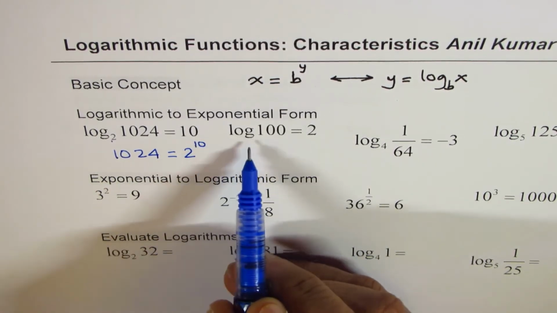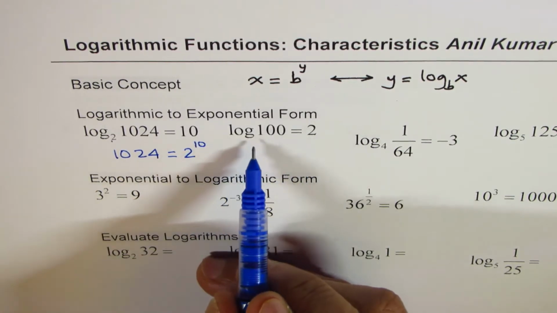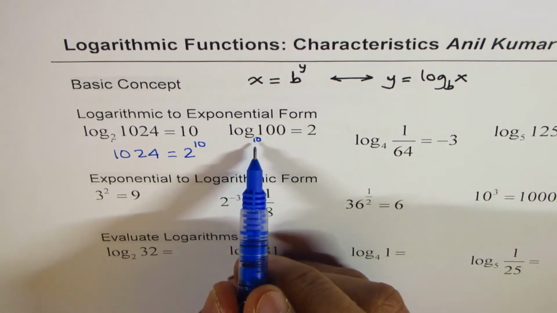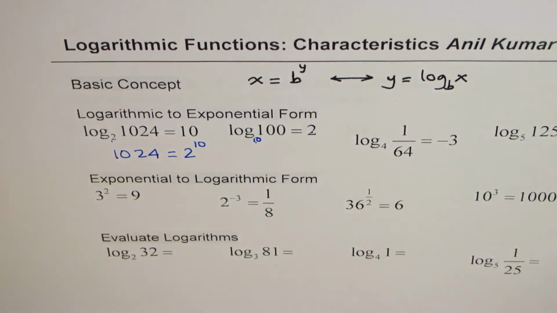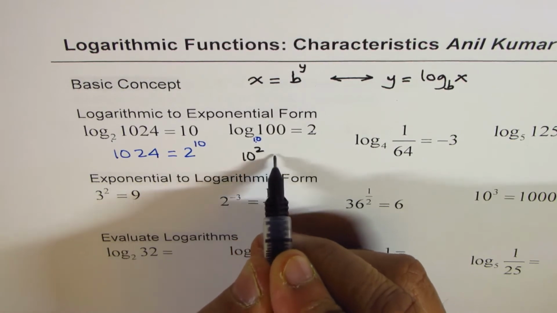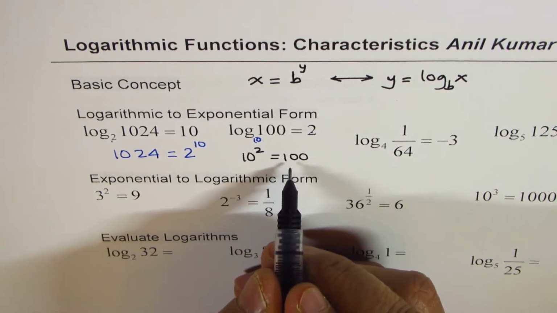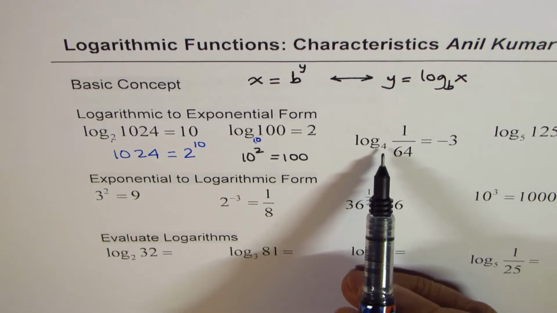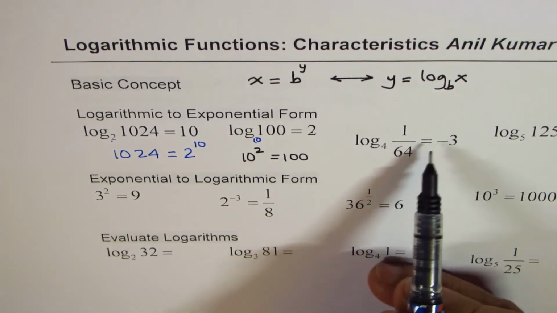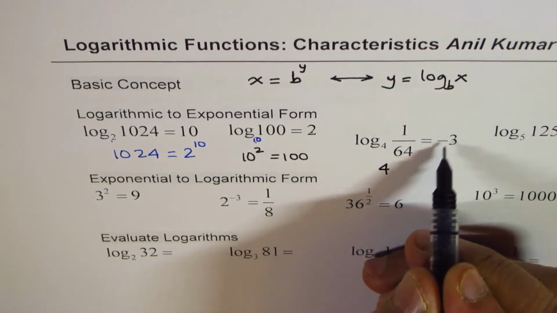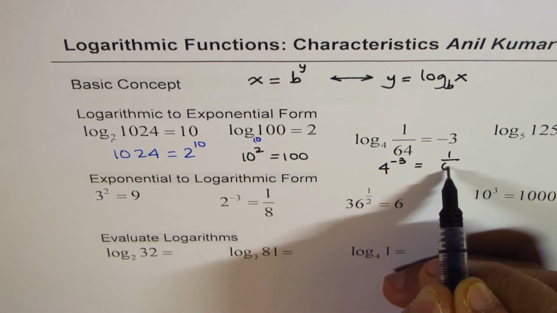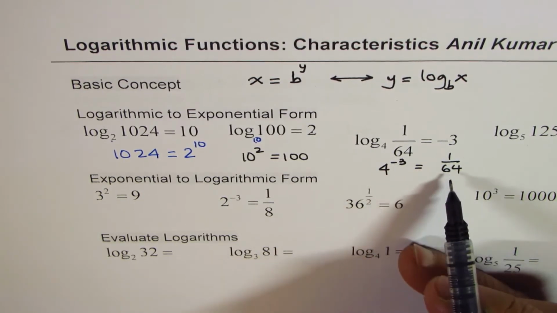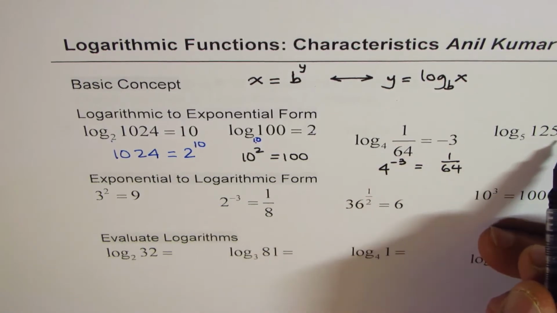The second example is log 100 equals 2. Whenever we do not mention the base, then by default the base is 10, correct? So now I can write this as 10 to the power of 2 is 100. So that becomes the exponential form of this logarithmic form. Do you see the correlation, right? So let me show you once again. The base is 4. In exponential form, the base remains the same. So I could write this as 4 to the power of minus 3 equals 1 over 64. Correct? You know exponential functions. This means 1 over 4 cubed, which is 1 over 64. Perfect. Now the last one here is for you to do.